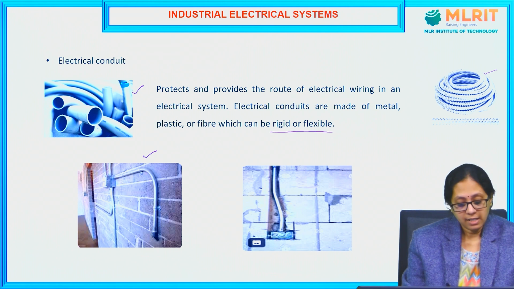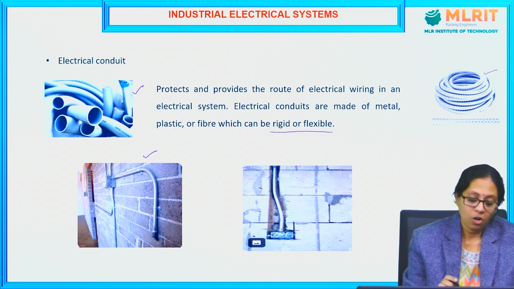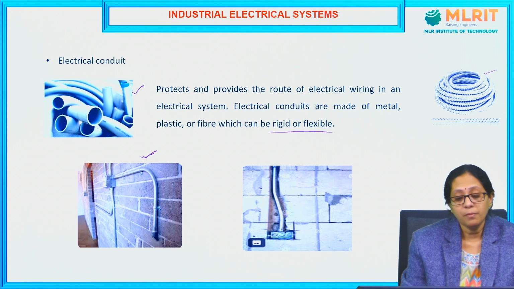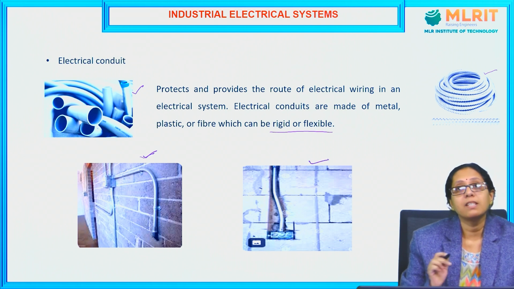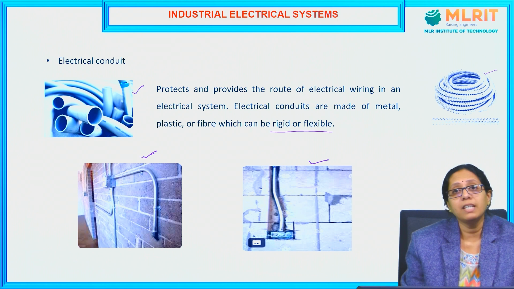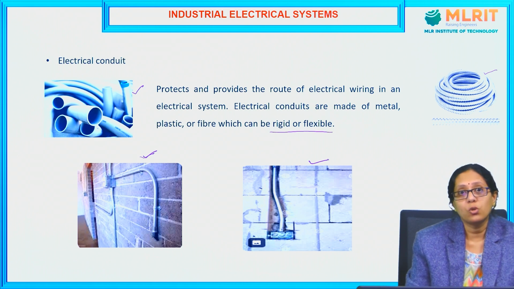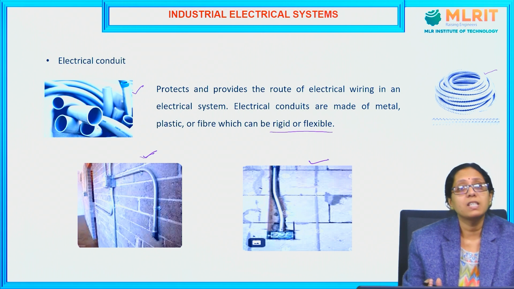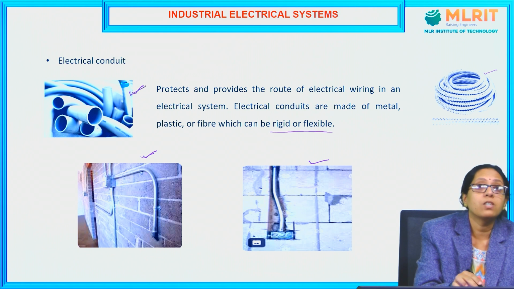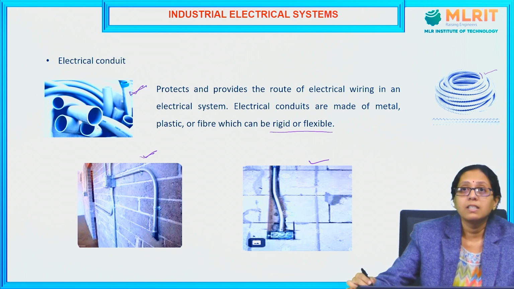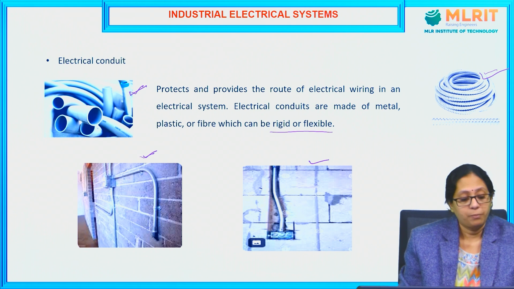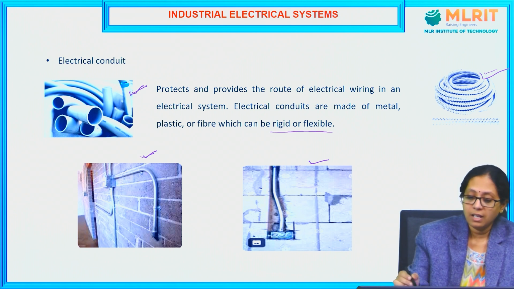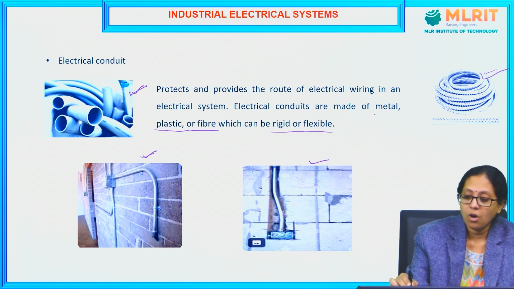Electrical conduits can be placed outside the wall as you can see in this particular picture, and they can be placed inside the wall as you can see in the second picture. The first picture shows after construction of a building. The second picture shows before construction of a building. So both ways you can use the flexible one as well as the rigid one. They are made up of a material like plastic or fiber or metal.